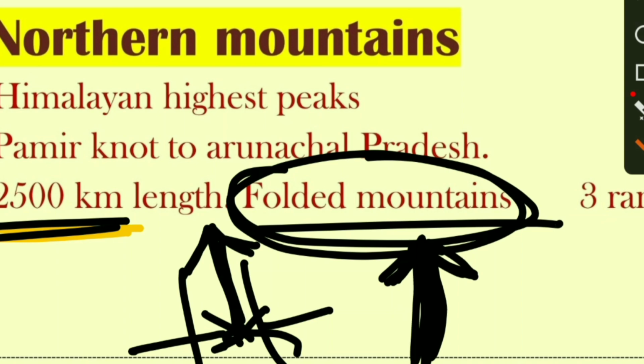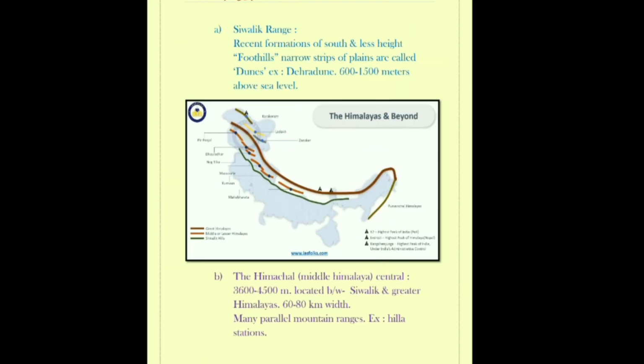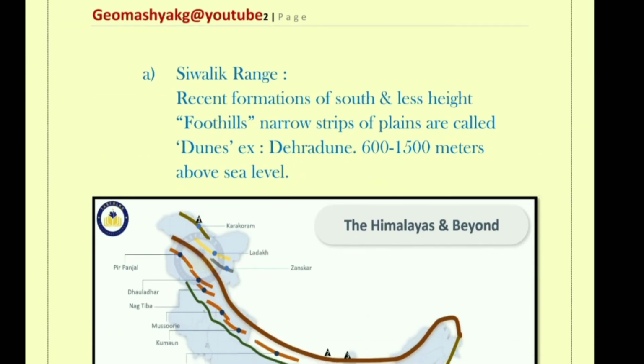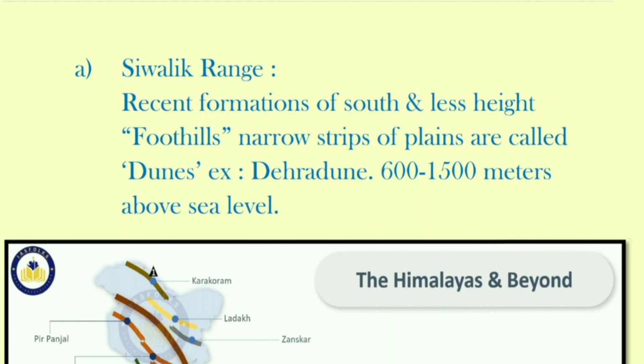The main ranges in these northern mountains are three. Which are they? Come to the point here. Three main ranges are there. The first one is the Shivalik range, the second one is the Himachal, and the third one is the Greater Himalayas or Himadri. Let us see clearly about these things.